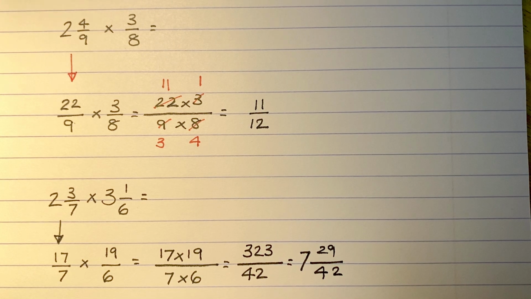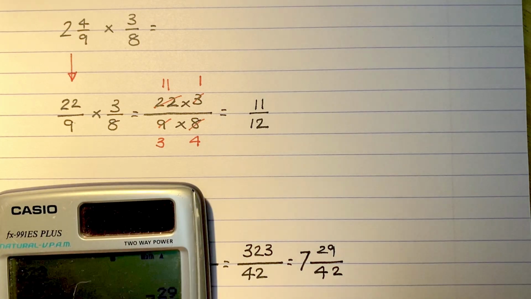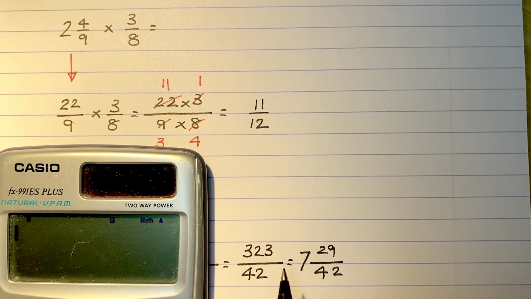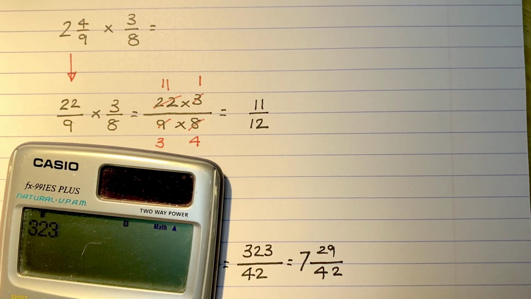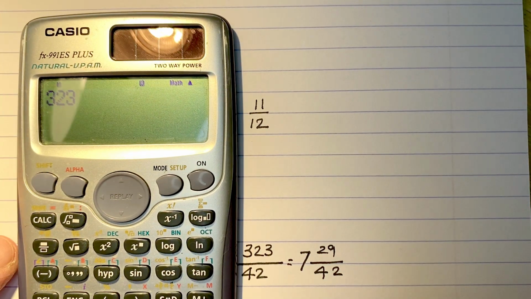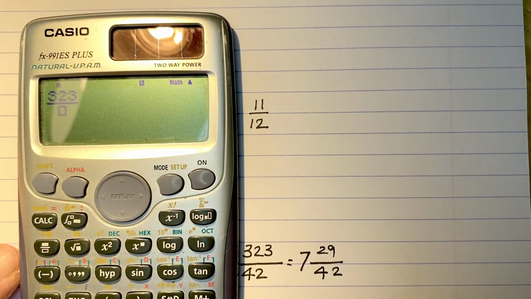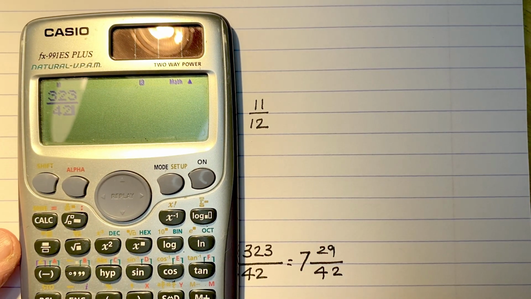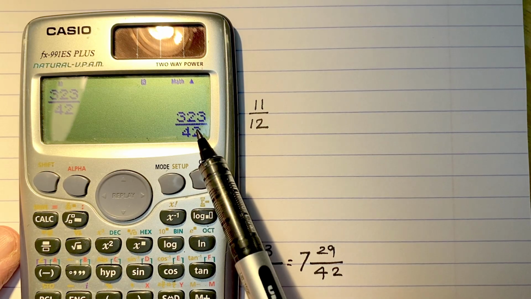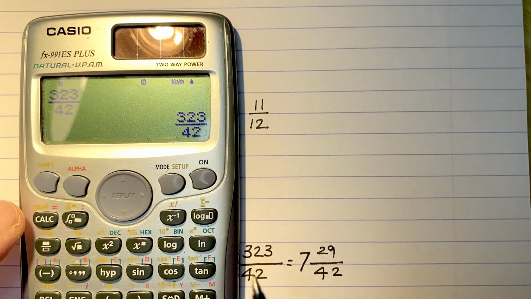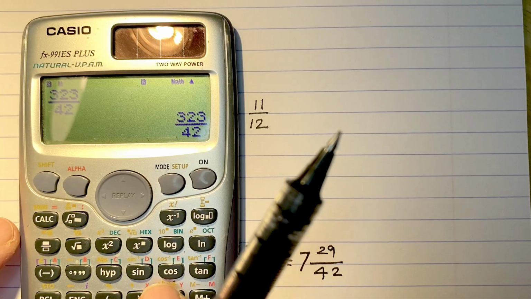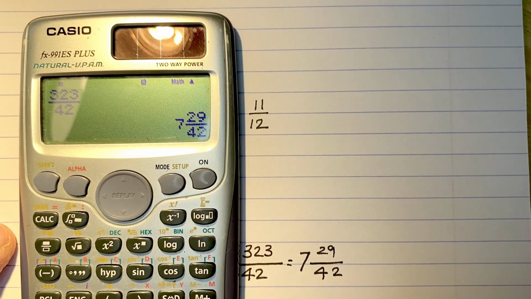Let me just show you how the calculator is done. If you want to enter 323 over 42, you've got a fraction here. Press the equal sign. Now, to convert this into a mixed number, shift S to D, and 7 and 29 over 42 is recorded. Okay, next question.